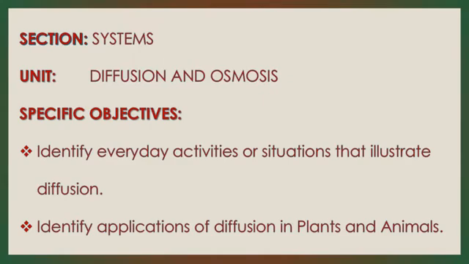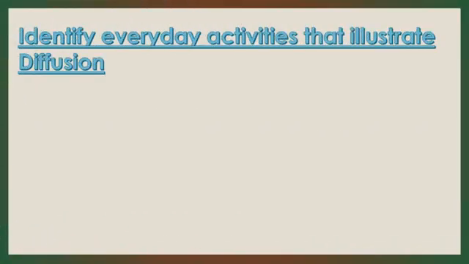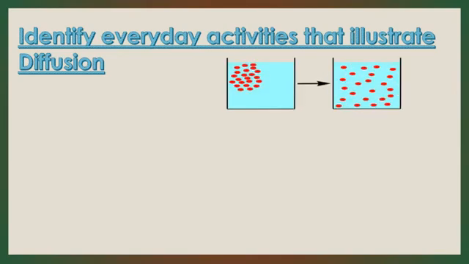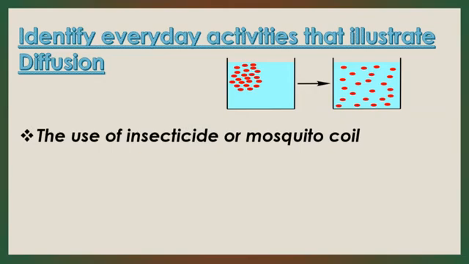Now, today, as I said earlier, we are looking at the first objective, identifying everyday activities that illustrate diffusion. So remember, I asked you to do a research on this, and your research work should include 1 or 2 of the following. So the first is the use of insecticide or mosquito coil.